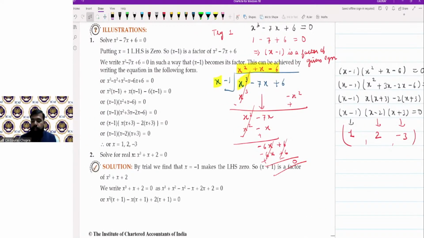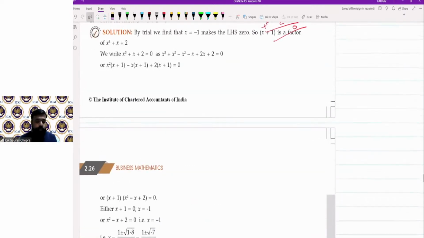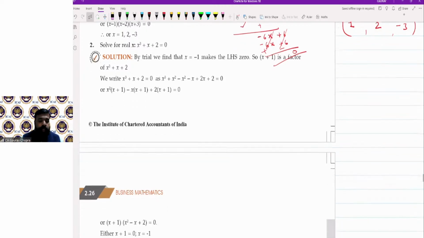So this is illustration number 1. Now let us try the second one. Solve for real numbers x cube plus x plus 2 equal to 0. So let's try this one.